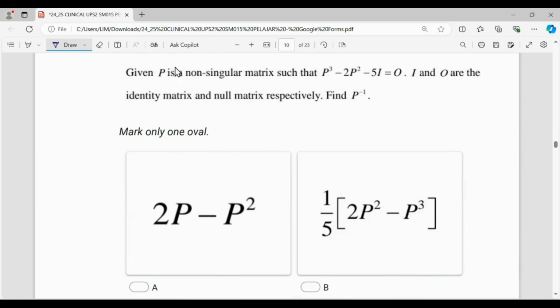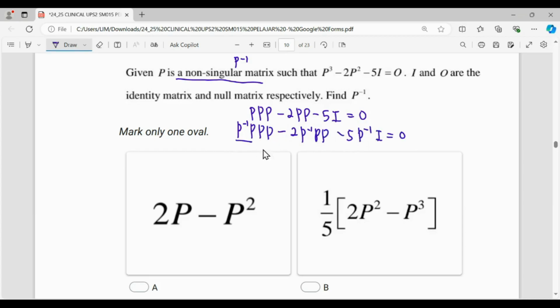So this is correct. Given that P is a non-singular matrix, P inverse exists, such that we have the equation P cubed, meaning PPP, minus 2P squared, minus 5P equals 0, where I and O are identity and null matrices respectively. Multiply by P inverse. So by using properties, we will times in P inverse, multiplying at the front of the matrices. So P inverse times P, simplify, we get identity. Again, P inverse times P, we simplify, we get identity.